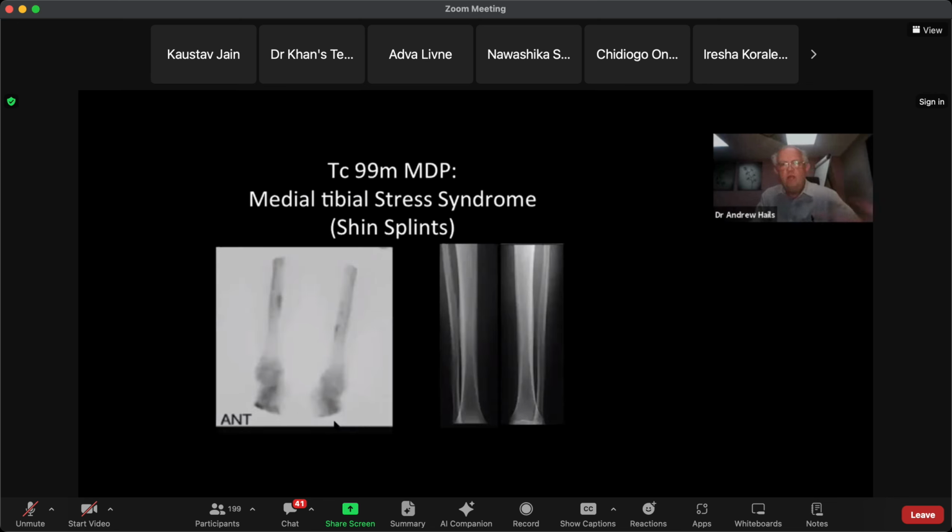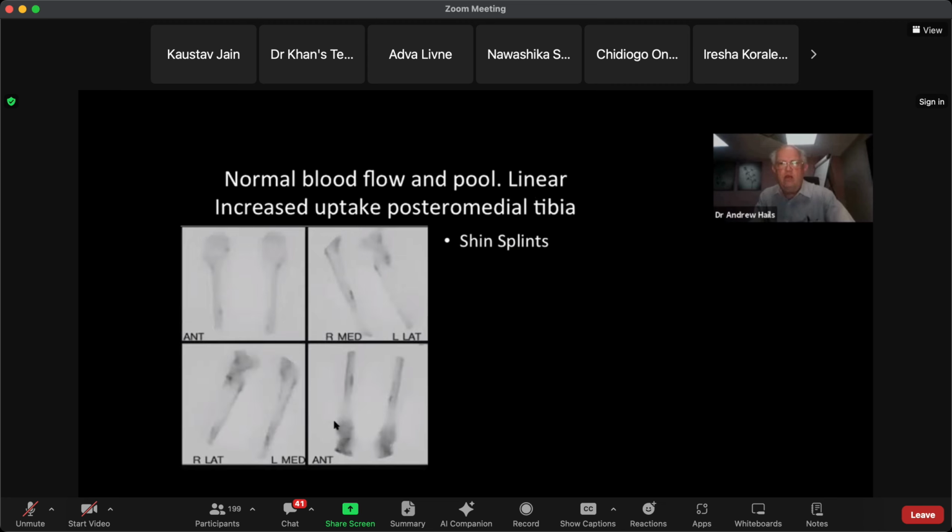So again, it's more obvious on the bone scan than it would be on the plain film, where you might get a bit of periosteal reaction. So you get normal blood flow, normal blood pool, but you get this increased uptake posterior-medially where the soleus muscle inserts, and that's shin splints. And as I understand it, it's possible, at least to some extent, to continue exercising with this, whereas with a stress fracture, you're supposed to rest.